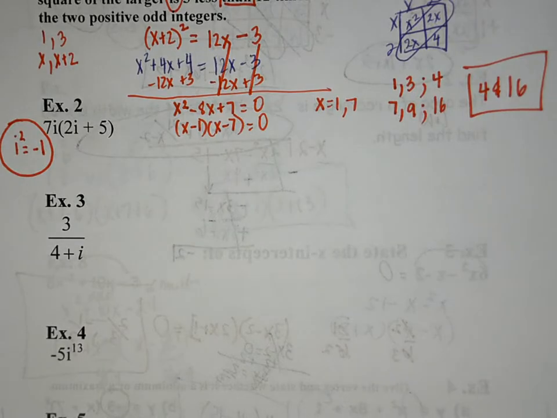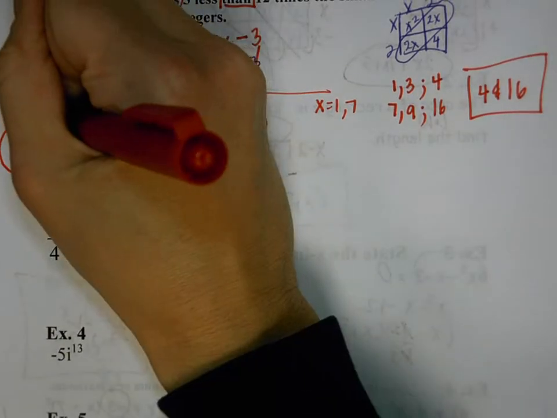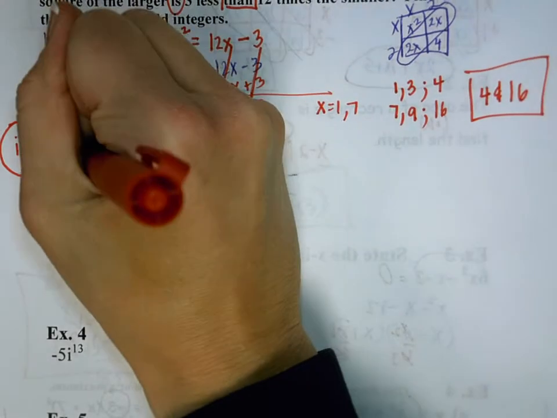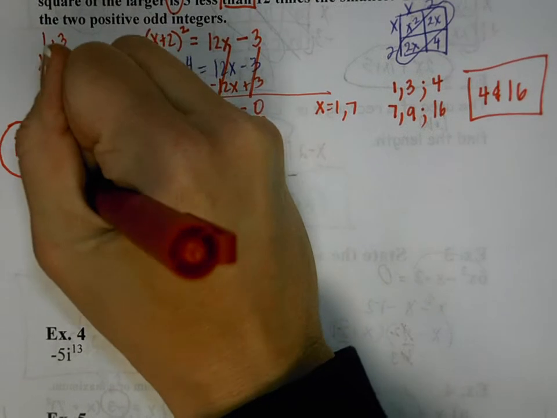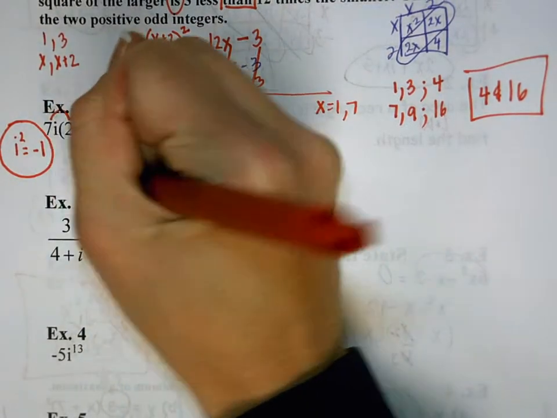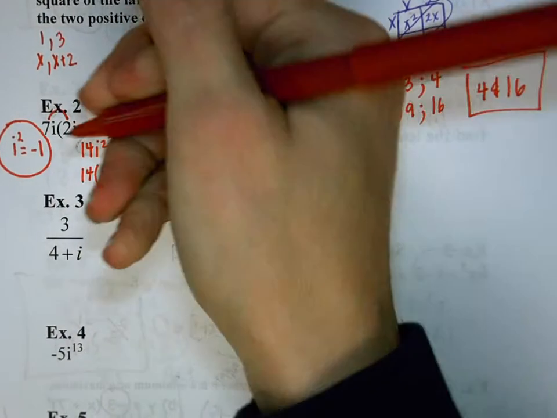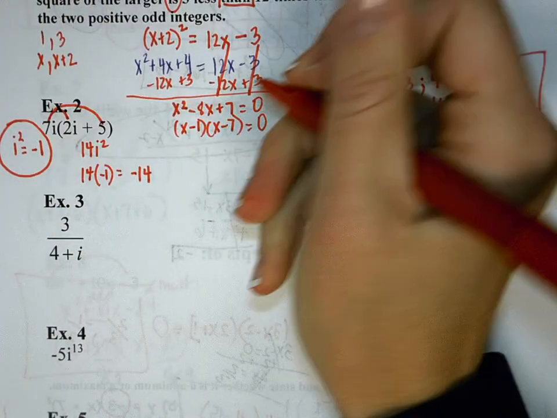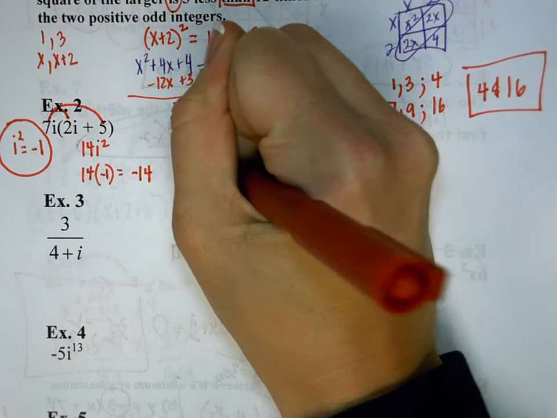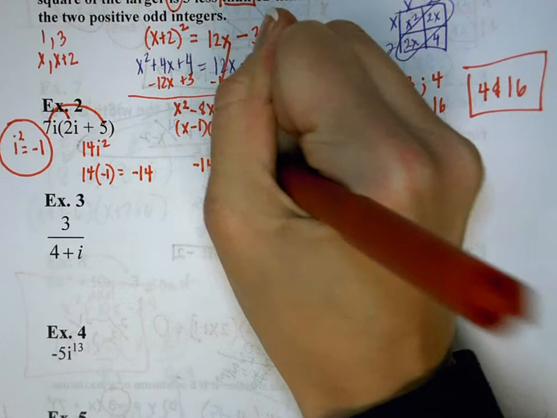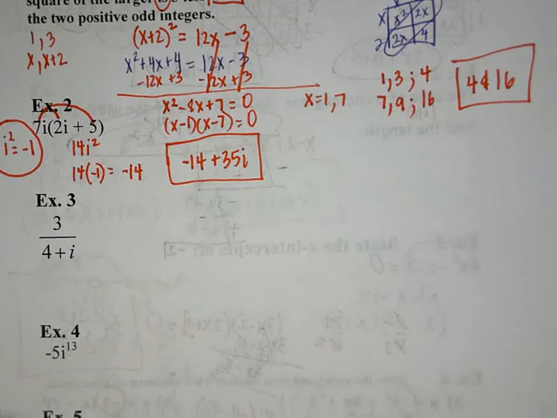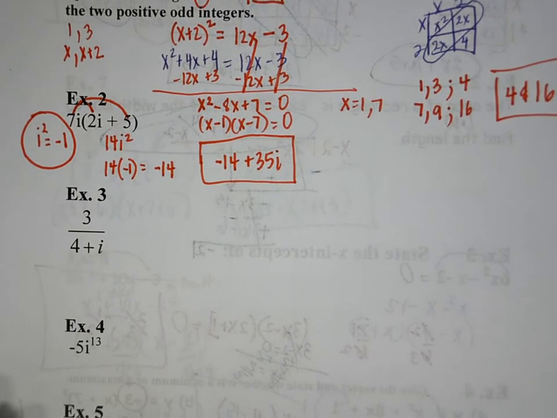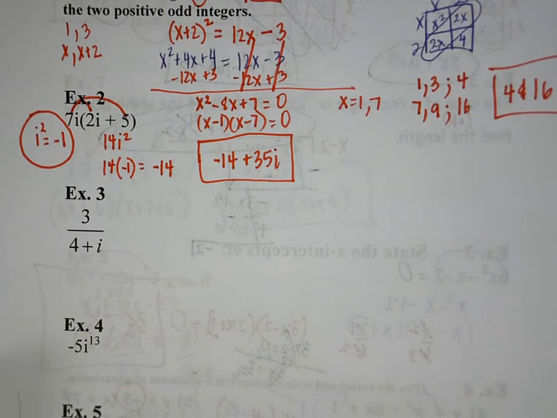Okay, so when we do this problem, we're just going to distribute 7i through. So 7i times 2i is 14i squared. But i squared is what? So we have 14 times negative 1, which is negative 14. And then we distribute 7i times 5, which is 35i, so you have negative 14 plus 35i. And when you're writing your answer, you always want your real part first and then your i part, and it's already written that way, so we're good. Questions on 2?